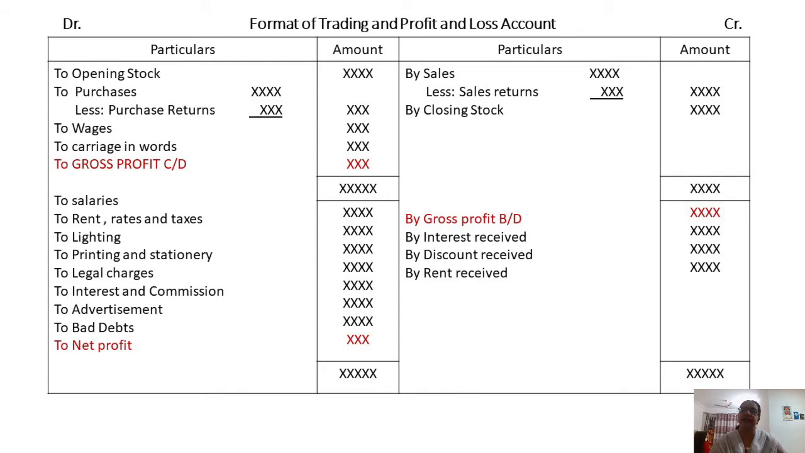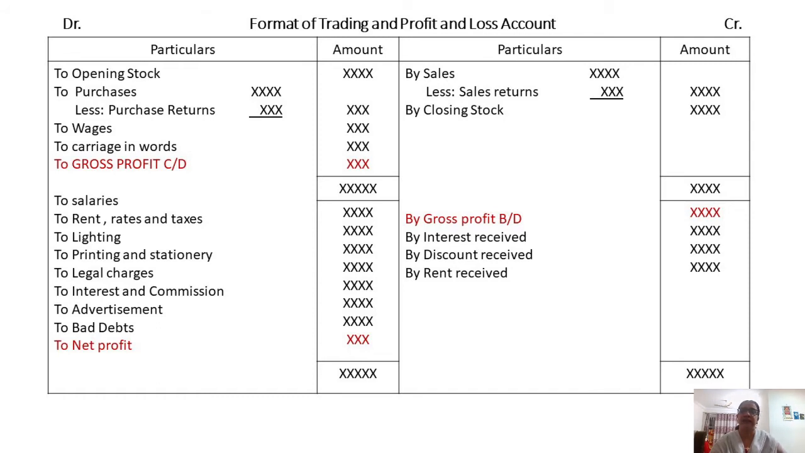Then lighting. If it is office lighting, it is an indirect expenditure. Then printing and stationery, once again it is office expenditure. Legal charges paid in the office. Then interest and commission. If the commission is paid to the salesman, it is a selling and distribution expenditure. Then advertisement. Advertisement is definitely a selling expenditure. In order to increase the sales, you are spending for advertisement. That is an indirect expenditure, selling and distribution expenses.